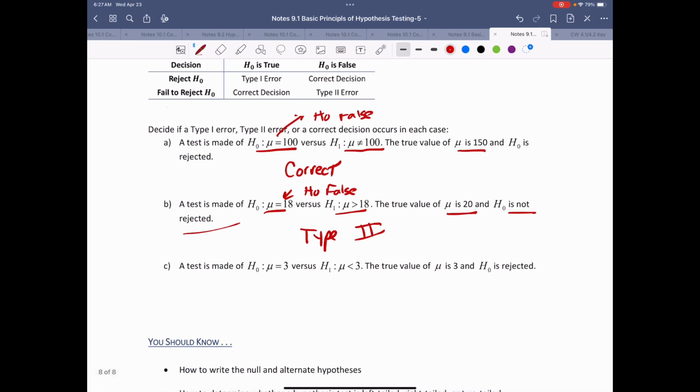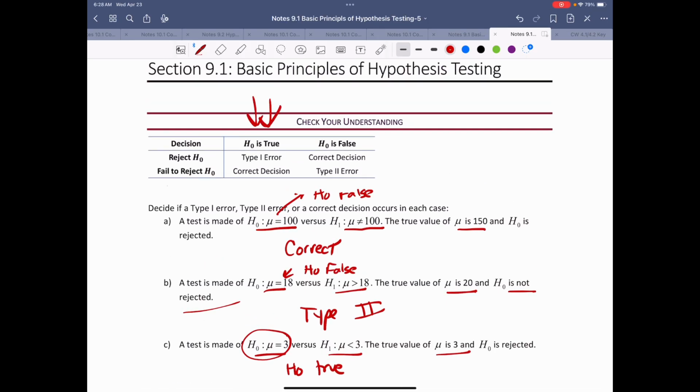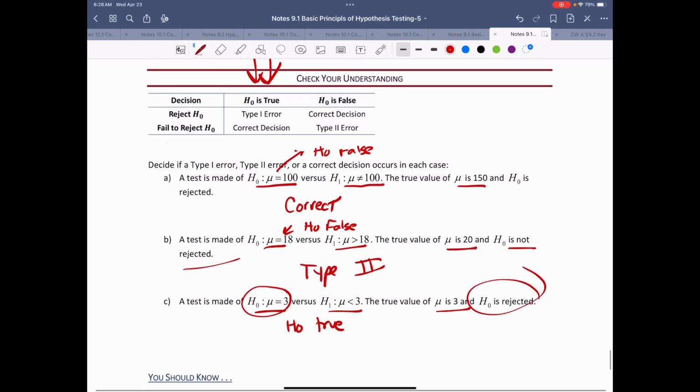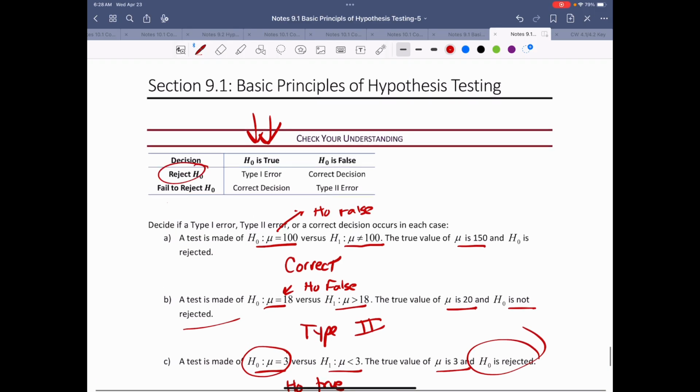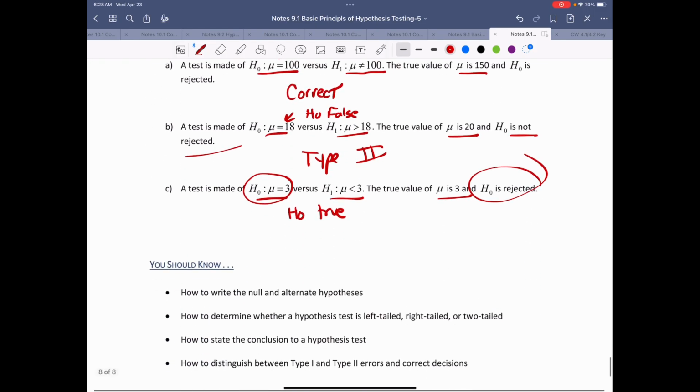This one. H0, H1. The true value of mu is 3. All right, so I'm looking at H0 is true. So I go up here, H0 is true, and H0 is rejected. I reject H0. I just made a type 1 error.